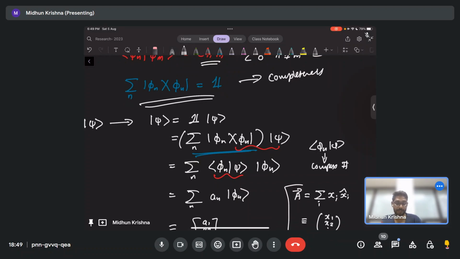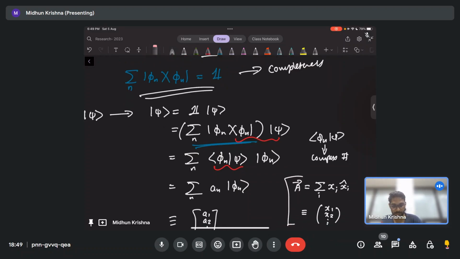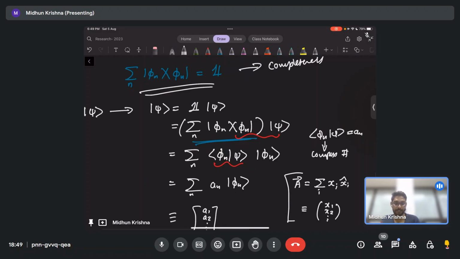And phi n's are basically the basis states, we know, right? So if I call them a_n, there are some numbers which are fixed. So now I can write my state as sum over n of a_n phi n. This is how we have been writing our states all along. So given a basis, you can represent psi in this form.